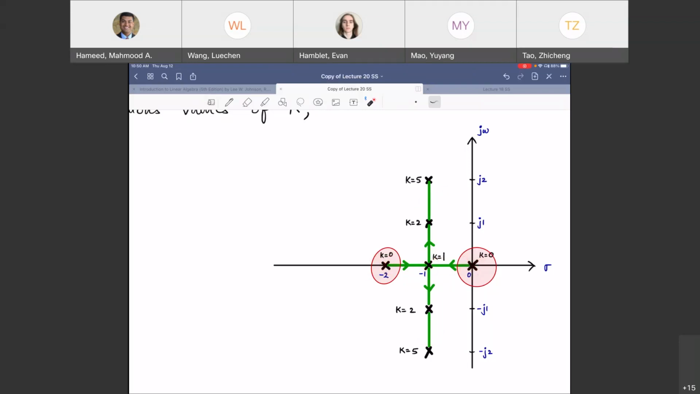What if you increase K to infinity? What happens then? Well, it will keep going up over here. It will keep going up over here. It will keep going down over there. And the green path is the root locus.